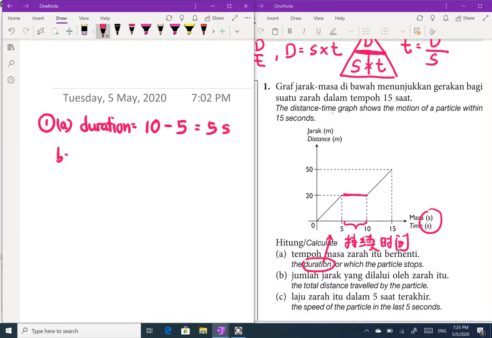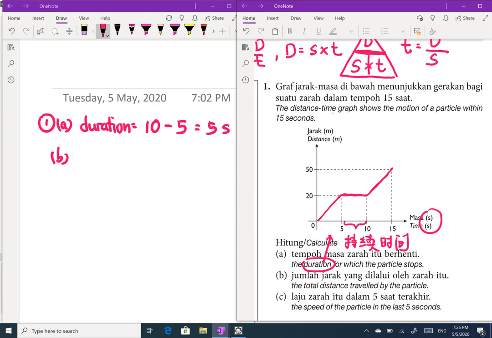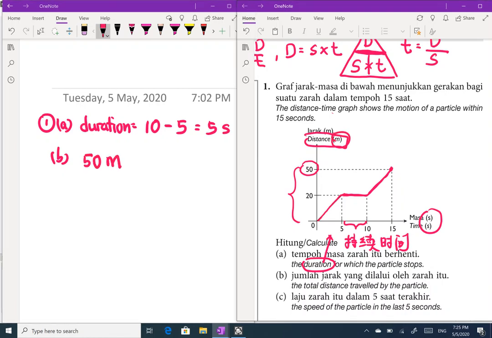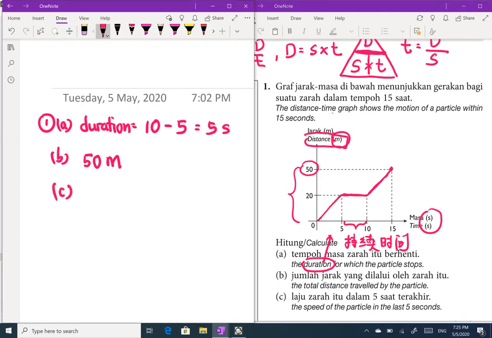Okay, B, the total distance traveled by the particle. The particle moves from here to here. So what is the total distance? The total distance, this is distance, we look at the highest point. So it's 50. So the total distance is 50 meters. We use meters. C, the speed of the particle in the last 5 seconds.